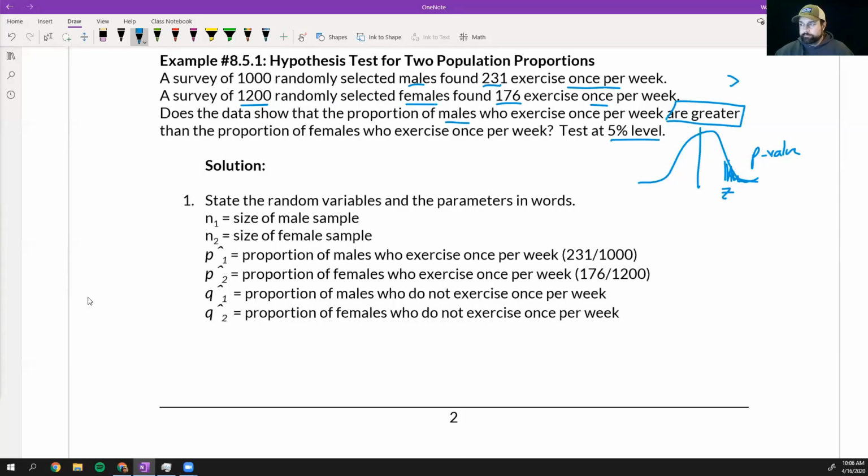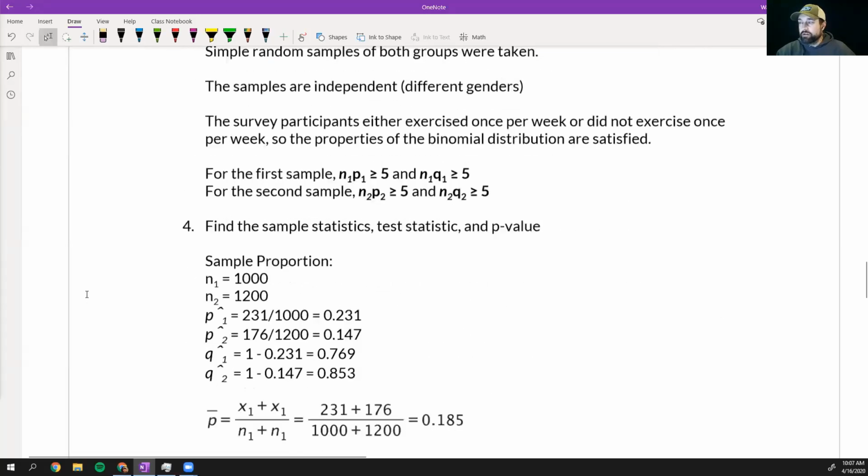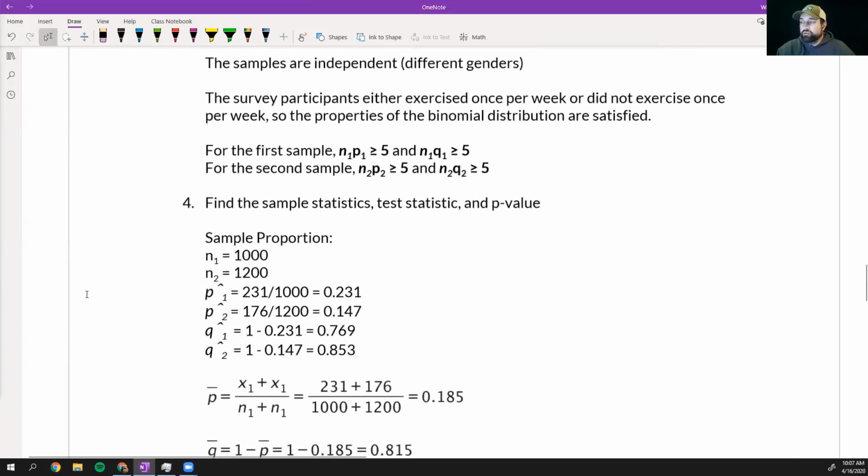So we take our data. We need to find the sample size, the p-value, and the q-value of both male and female. And then we state our null hypothesis. Our alternative hypothesis is that the male proportion is greater than the female proportion, and we test at the 5% level. Do we have a normally distributed situation? Can we do this? If you go through, you'll find that yep, this is true, and this is true, and this is true, and this is true. So go ahead and proceed.